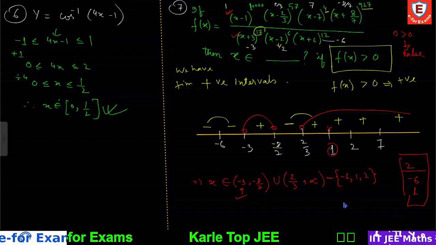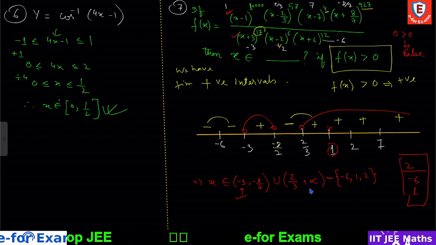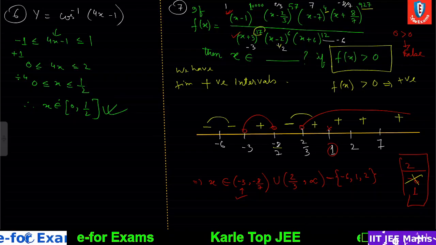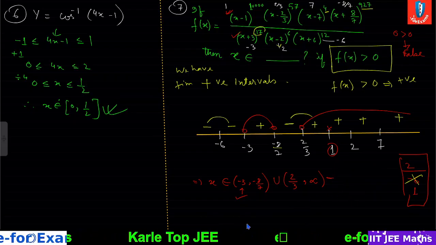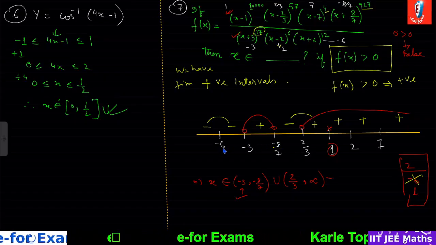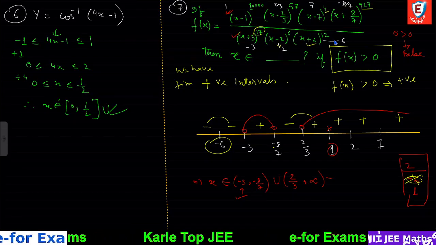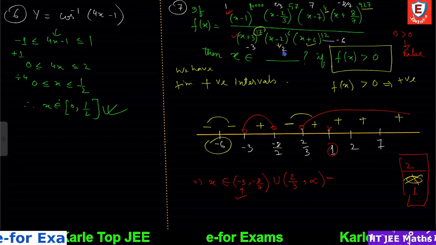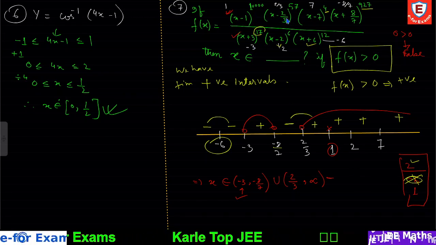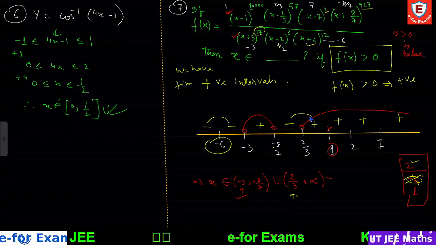No, something is wrong. Wait, let me check. No, here minus 6 is not included. Minus 6 is nowhere in the, wait a second. Here we say minus 3 to minus 8 by 7. Minus 6 is already not included, so we don't need to bother about this. Only 2 is here. We have to think about 2 and 1. And then what about 2 by 3? 2 by 3 is not included for this bracket.